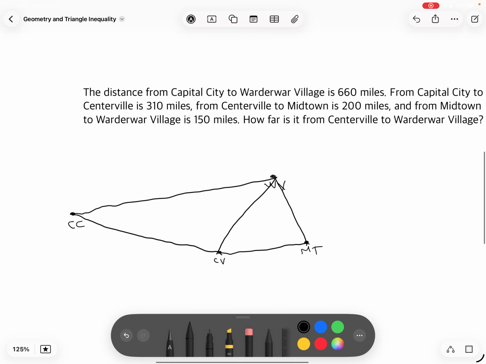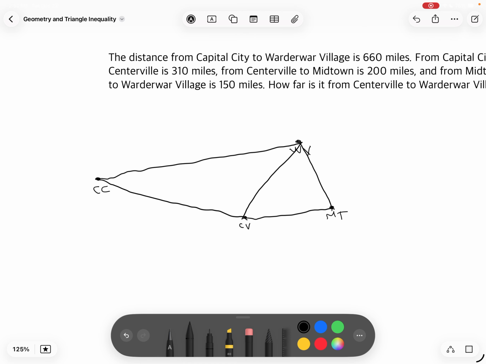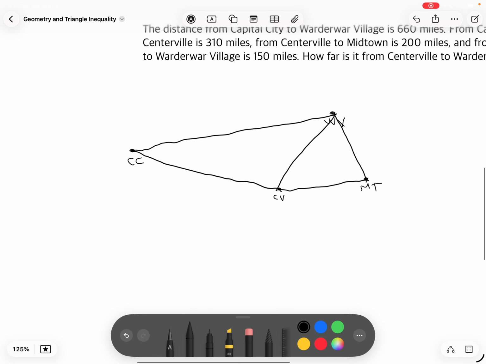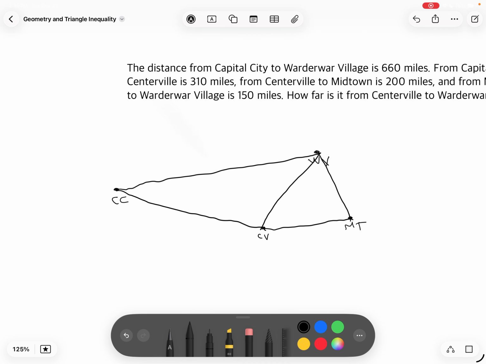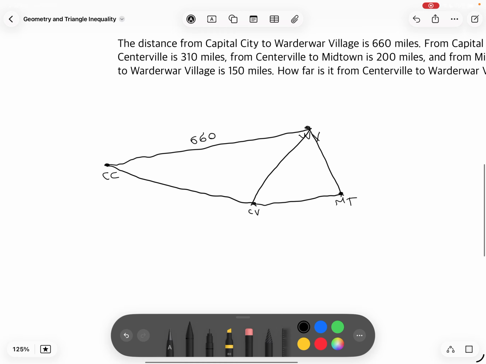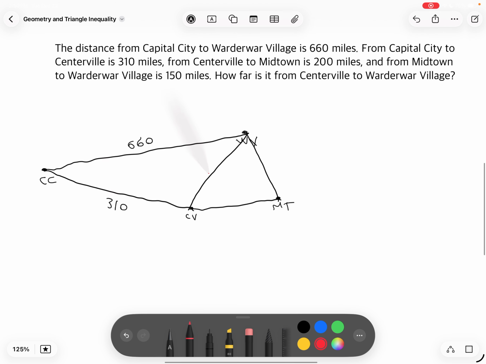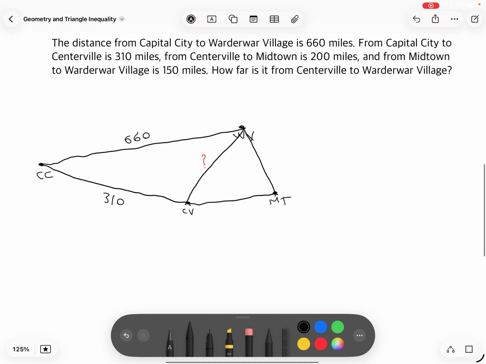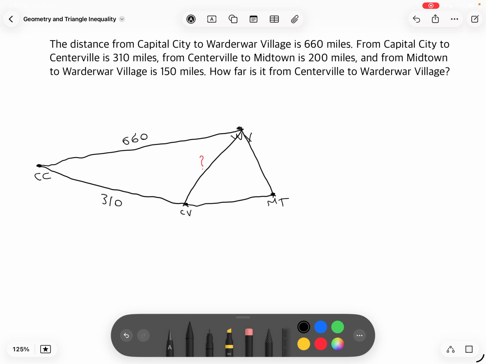Okay, so we can now see a clear application of the triangle inequality. We can write in the distances here to make it clearer. We've got 660 miles here. That's the length of this line segment from CC to WV. We also know from Capital City to Centerville is 310 miles, so we can put a 310 there. We are trying to figure out the distance here from CV to WV, so we can put a question mark there. And we have from Midtown to Waterworth Village is 150 miles, so we can put a 150 here and a 200 down here.